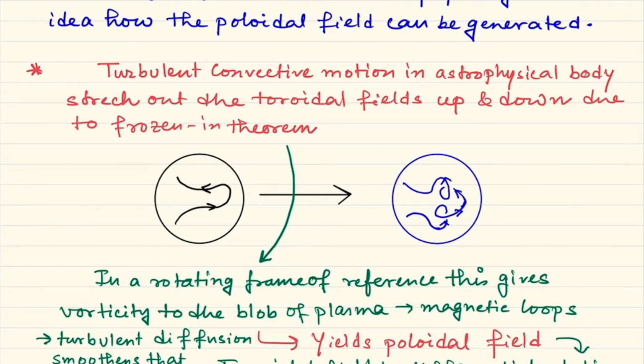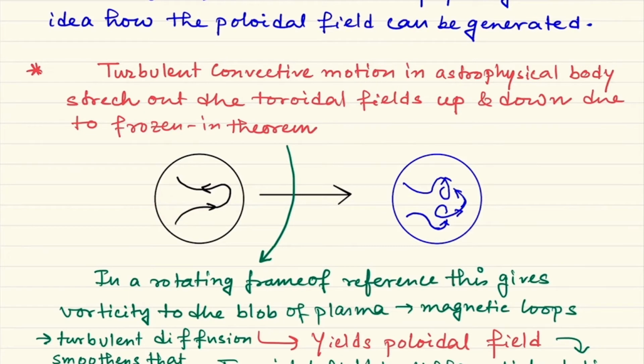According to his theory, the turbulent convective motion of the plasma in an astrophysical body stretches out the toroidal fields. Let's say the toroidal field was originally like this. So this is actually in a plane perpendicular to the paper, so you can easily understand. So it should be like this, and this is the azimuthal direction, just for example.